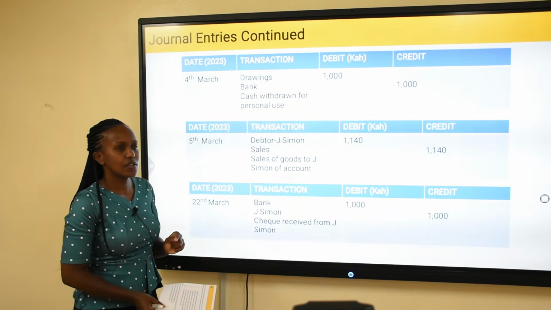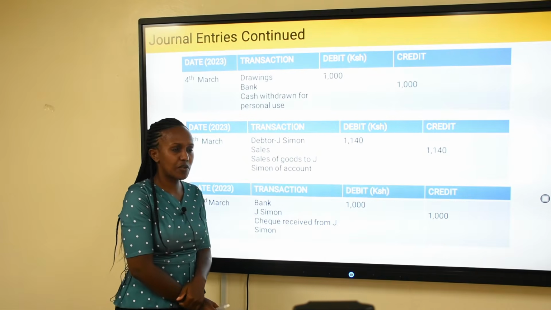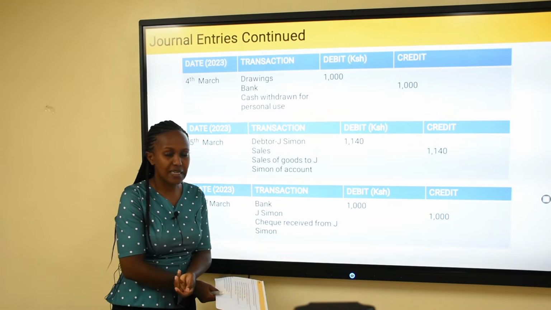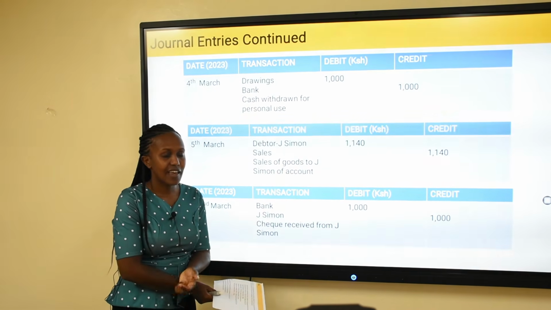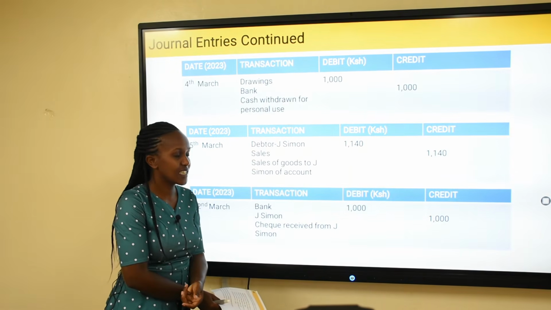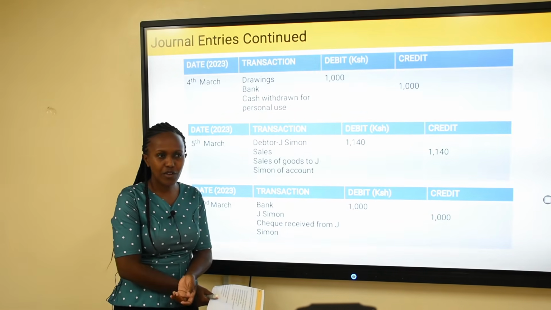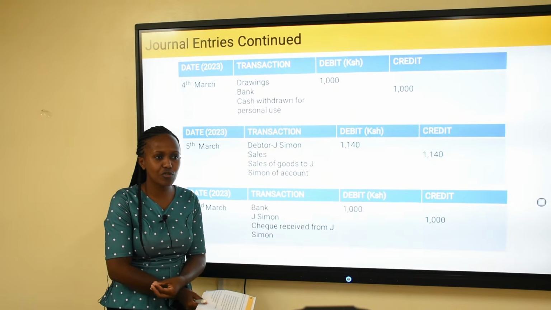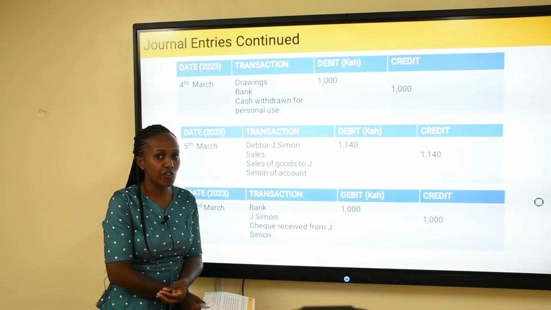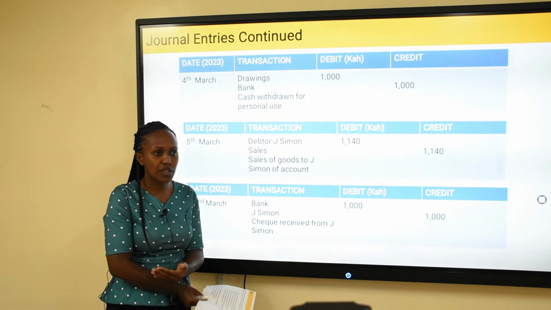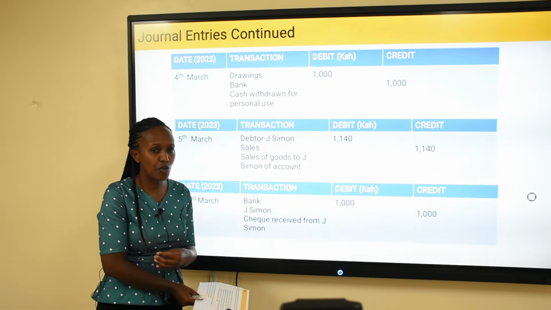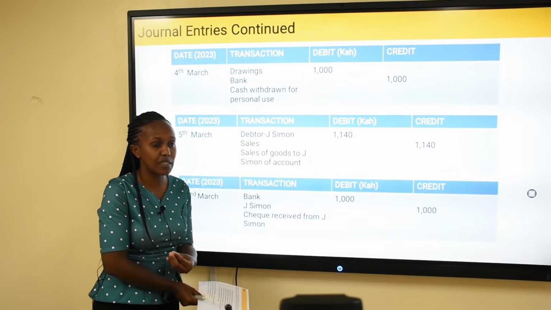Sold goods on credit to J. Simon. So, here two accounts are being affected. One of them is sales, because you're making a sale. The other account that is being affected is a debtor, because the person to whom we are selling the goods is not paying up front. He will pay for it later. And this is now creating somebody we owe money. Oh, okay, sorry, somebody who owes us money.